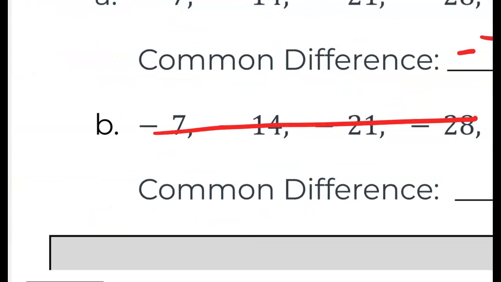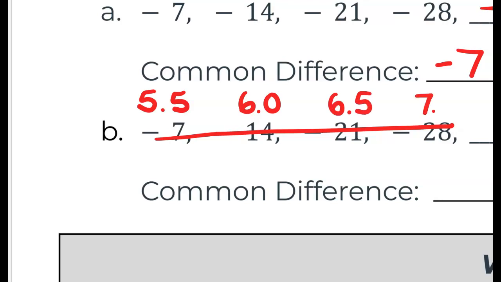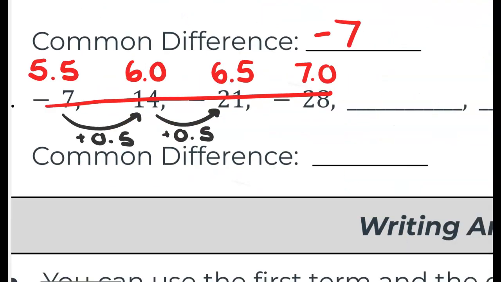All right, I'm going to put in a new one here. Let's say it's 5.5, 6.0, 6.5, 7.0. So my common difference is that I'm going up by a half, or 0.5, each time. So there's my common difference.